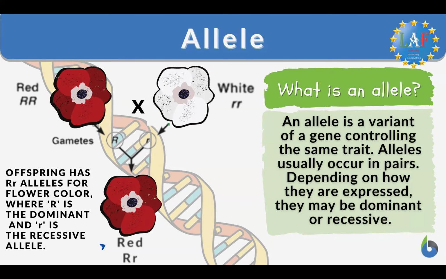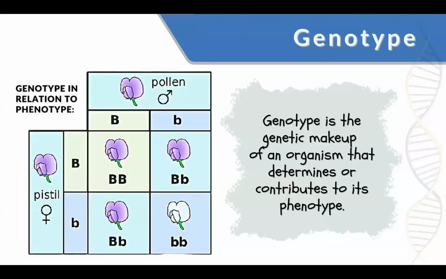Another example can be crossing two heterozygous, right? What will form will be one homozygous dominant, two heterozygous, and one homozygous recessive. The genotype is the genetic makeup of an organism that determines or contributes to its phenotype.